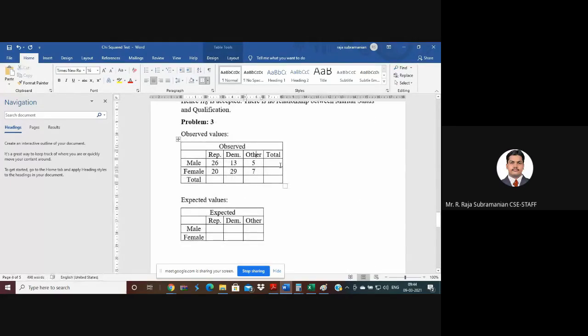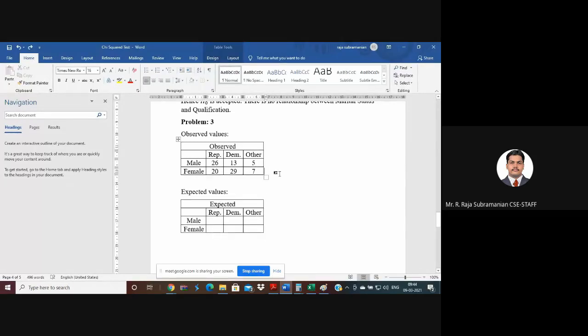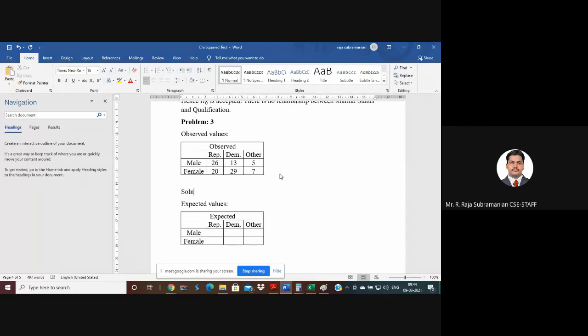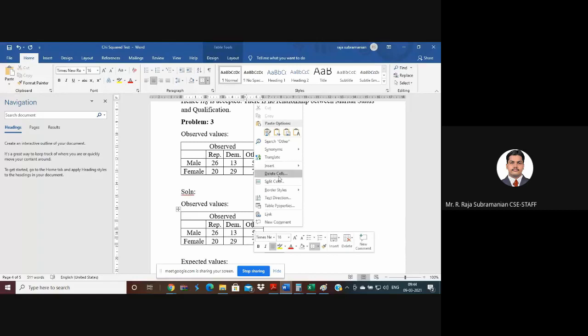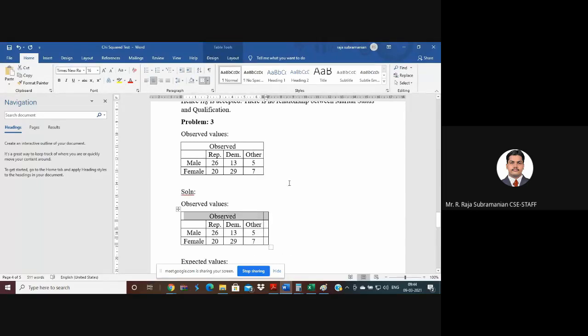So here you'll be adding another thing. In the question, it will not be given to you. In the question, you'll be given only observed values. And in the solution, you need to write the table one more time and add another column, this particular column. And then you have to write the totals. So what will be written here?